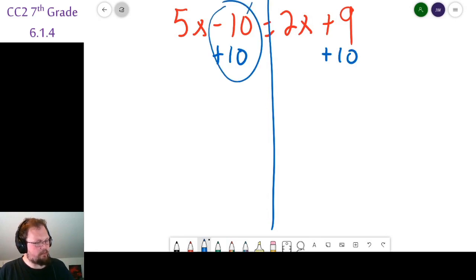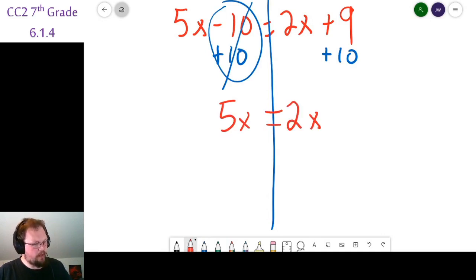Negative 10 and positive 10 go away. I have a 5x on the left equals 2x's. 9 and 10 is 19. Okay. And then you say, okay, well, how do I get rid of or solve this? You're not going to do it by guess and check because this is not even a whole number. 5x equals 2x plus 19. How do I solve this?